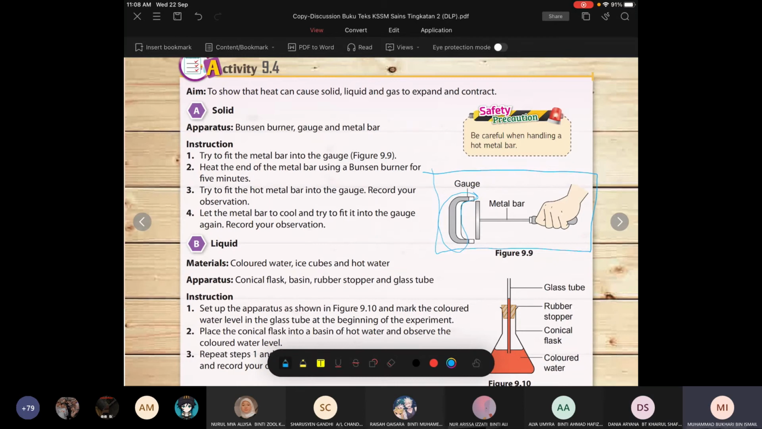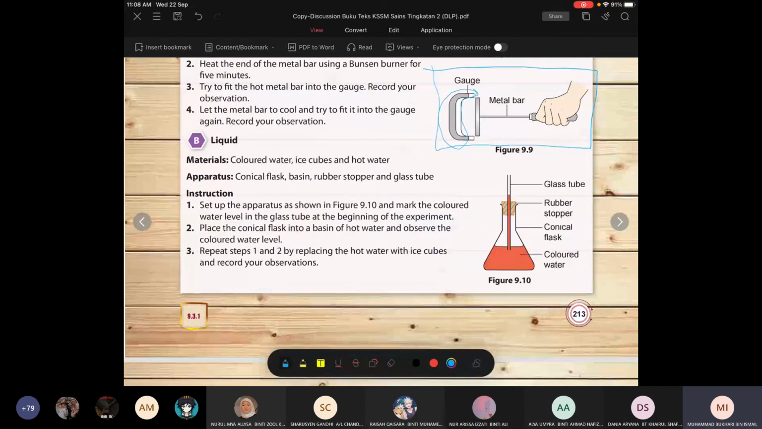In this case, we have metal and the gauge. If the metal bar is heated up, it will expand and then it will not fit the gauge. Okay. And when you cool down the metal bar, it will contract and it can fit the gauge. Understand? Are you listening to me? Yes. That is the first experiment. Okay, look at experiment B.